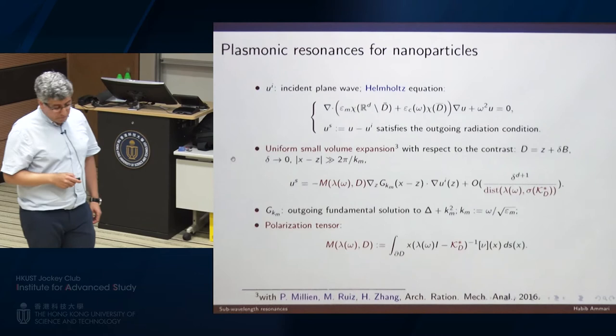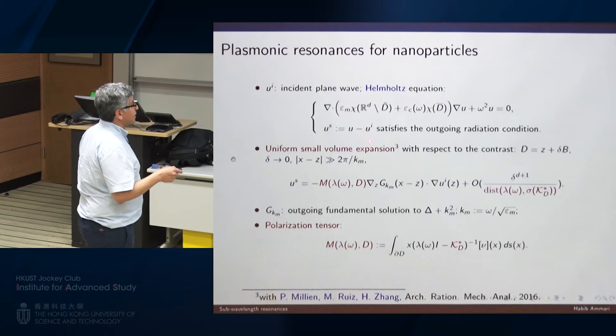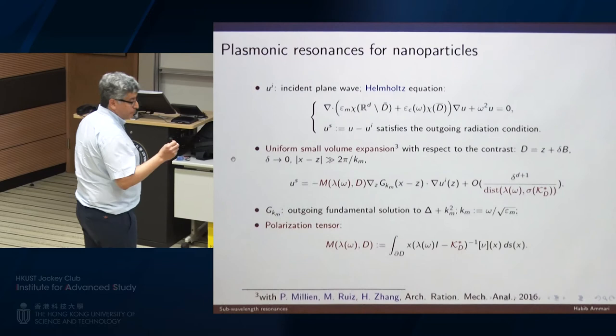Now, let me take this particle D. It has permittivity epsilon_c, depending on omega. The background has permittivity 1. And I illuminate this particle with a plane wave, U incident. Then what can we prove? We can prove a uniform small volume expansion. The particle is much smaller than the wavelength.